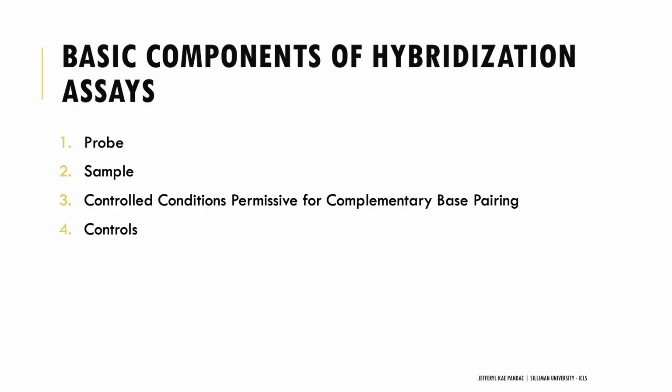Moving on, the hybridization assay is composed of basic components. These are the probe, the sample, the controlled conditions that allow for complementary base pairing, and lastly, the controls. The description of each will be given in the succeeding slides.